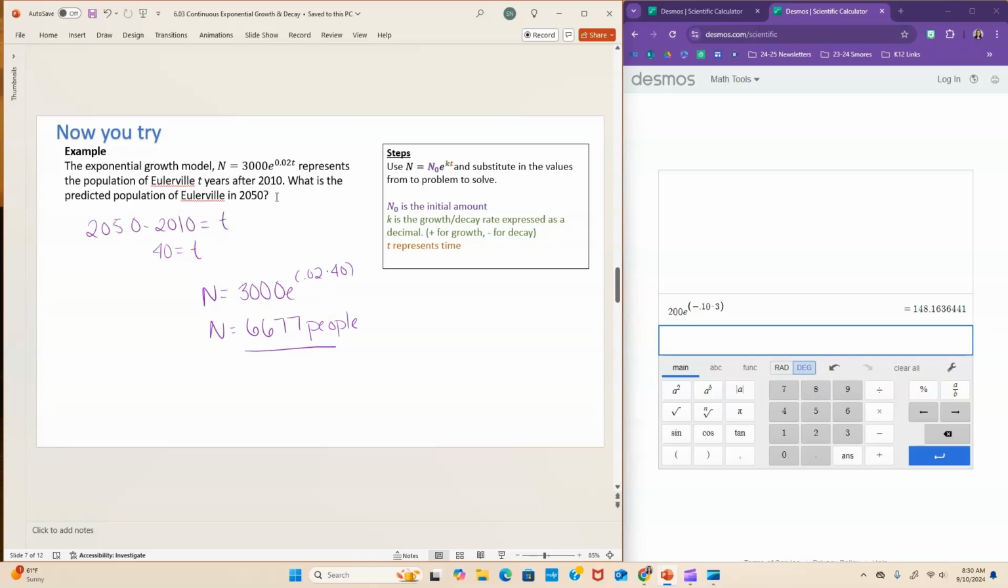So we're going from 2010 to 2050. So that means there's a difference of 40 years. So the formula is 3000 e to the 0.02 times 40. And when we do that on our calculator, we get 6,677 people. Remember, we have to round to the nearest whole number whenever we're talking about people.